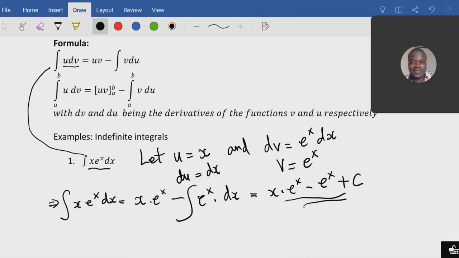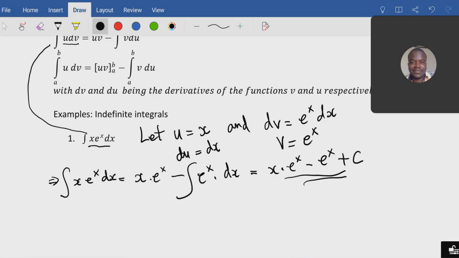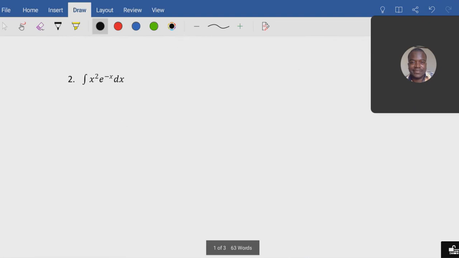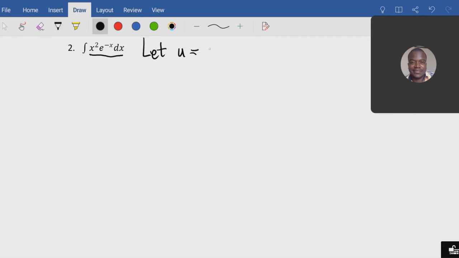So as you can see, once you understand the concept, it's an easier problem to understand, and it's even easier when you apply it to examples. So let's look at the second example and see if we can solve that as well. We have the integral of x squared times e to the negative x dx. Here, let's use u once again to be equal to x squared, and dv to be equal to e to the negative x dx.